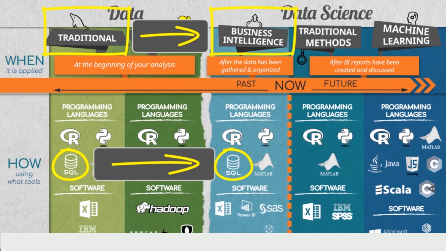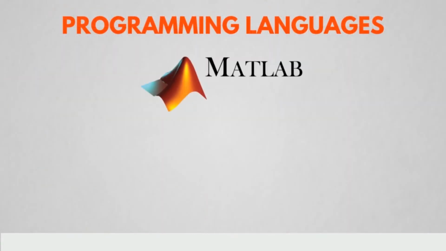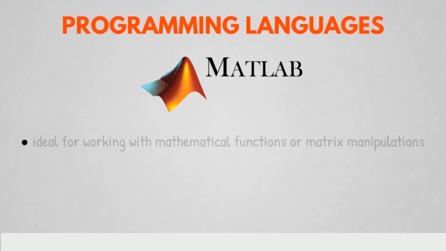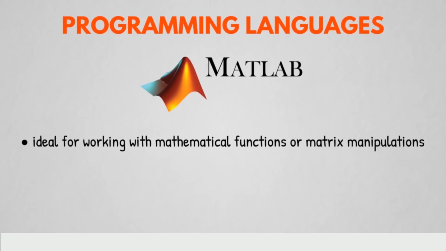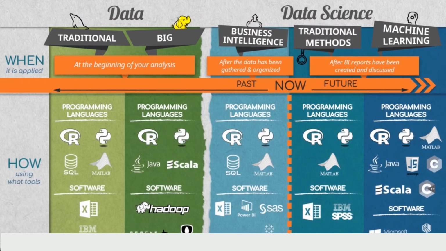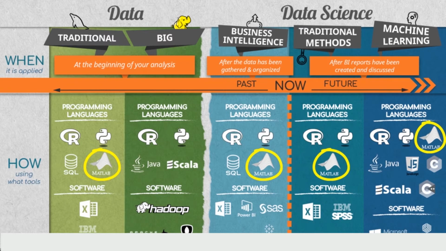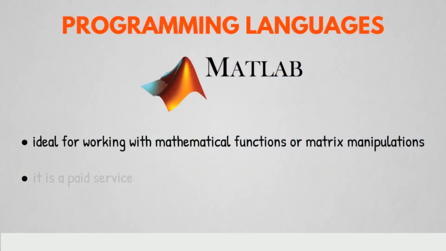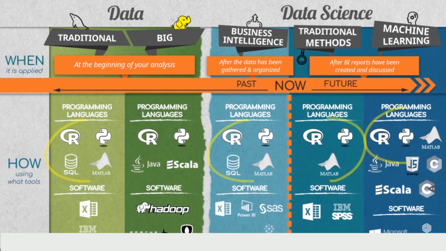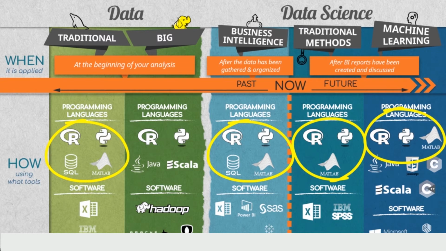Okay. When it comes to data science, mentioning MATLAB is inevitable. It is ideal for working with mathematical functions or matrix manipulations. That's why it is present in all categories except for big data. While respectable, MATLAB usage is a paid service, and that's one of the reasons why it is losing ground to open source languages like R and Python. Either way, R, Python, and MATLAB combined with SQL cover most of the tools used when working with traditional data, BI, and conventional data science.